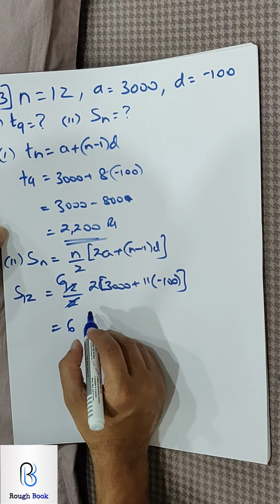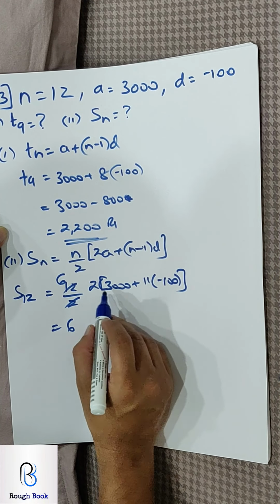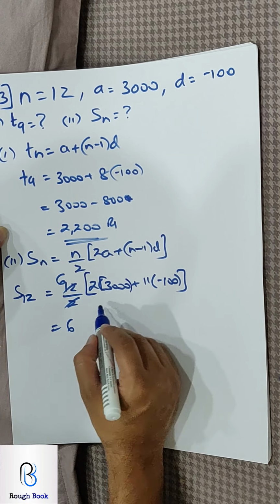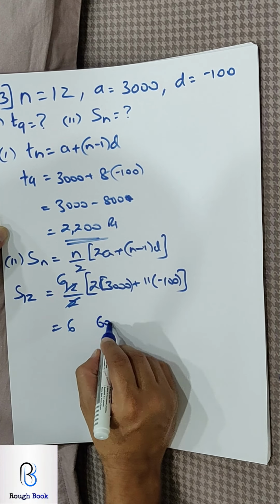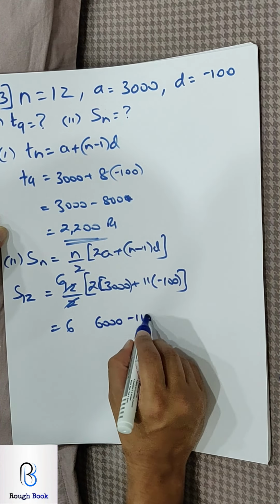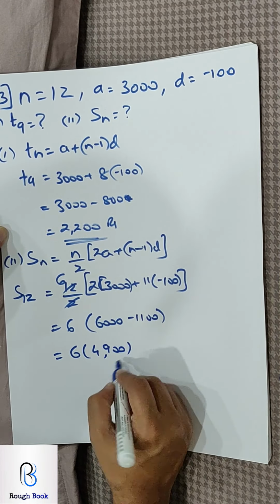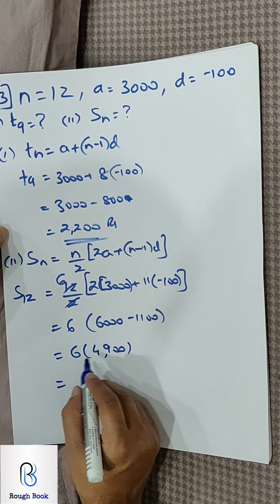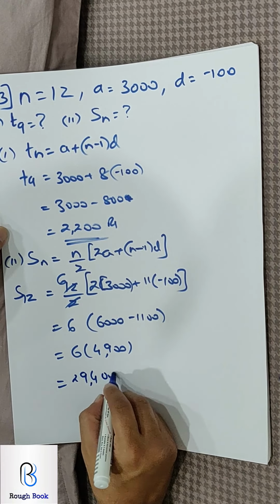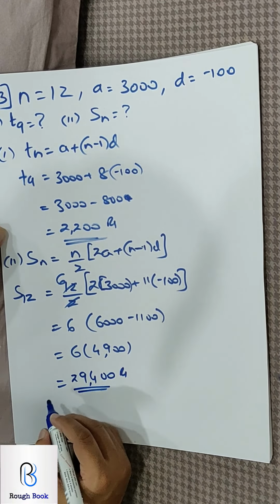So 6, and 2a, this whole thing is in the bracket. So 2 into 3000 becomes 6000 minus 1100. So that becomes 4900. So 6 times 4900 is 29,400. So write your final answer.